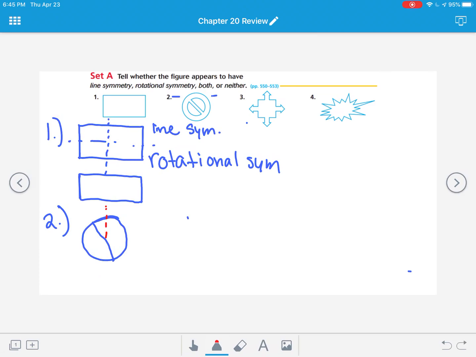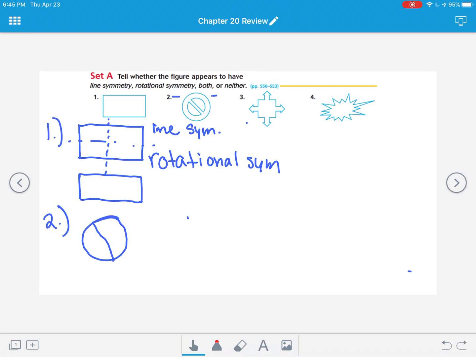But what if I were to move that line of symmetry onto another side of the figure? What if I come at it at a diagonal? Do you see now that I've come at it at a diagonal, that center piece will line up with the other side? So even though I had to move my line diagonally, it still has line symmetry. So it does have line.